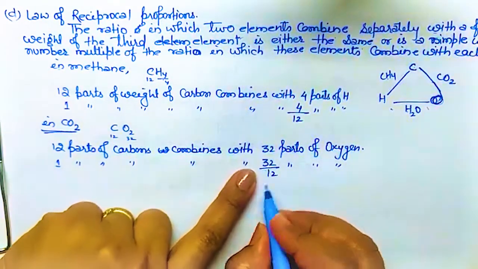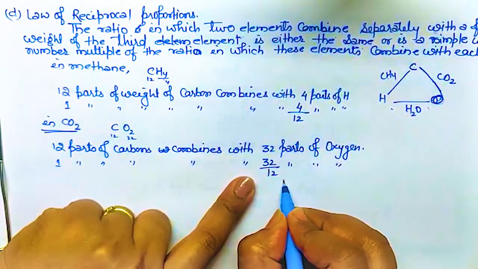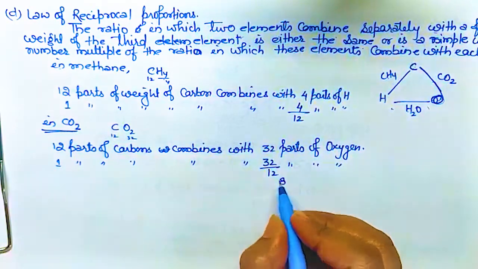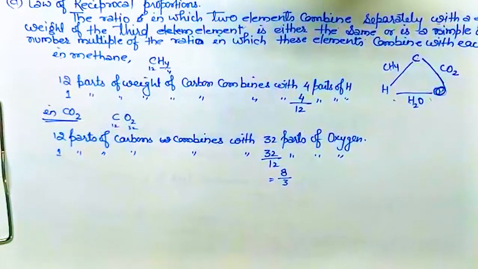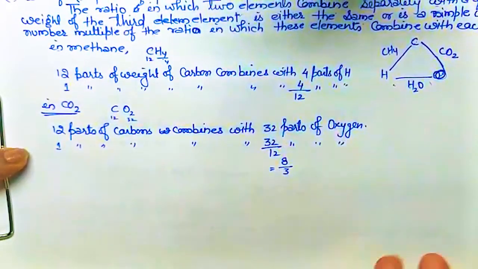4 8 ja and 4 3 ja. So it will be 8 upon 3, isn't it? This is the ratio. Any problem? This is not same. So let's find another one in H2O.